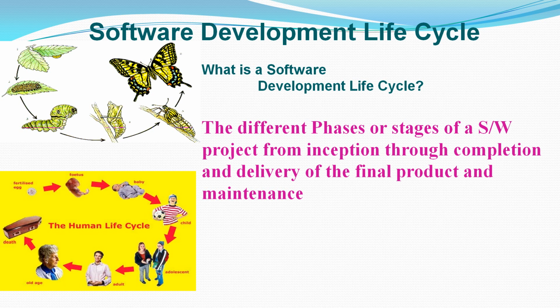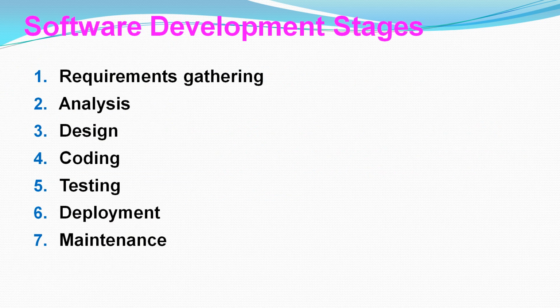So what are the different stages or phases? Just like in our human life cycle or butterfly life cycle, even for the software development life cycle there will be a first stage and a last stage. In between, there will be so many other stages. All these stages put together is called the software development life cycle. The stages are requirements gathering, analysis, design, coding, testing, deployment, and maintenance.